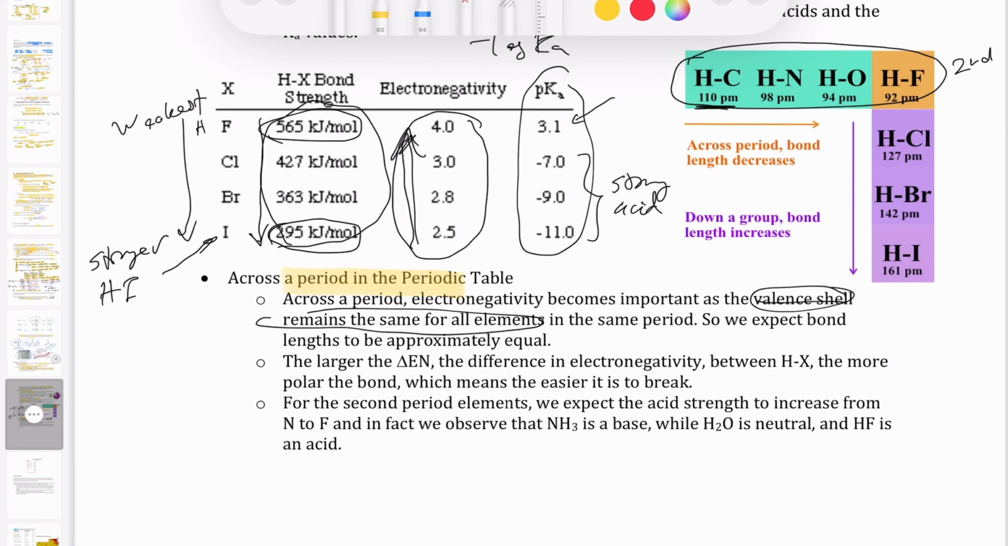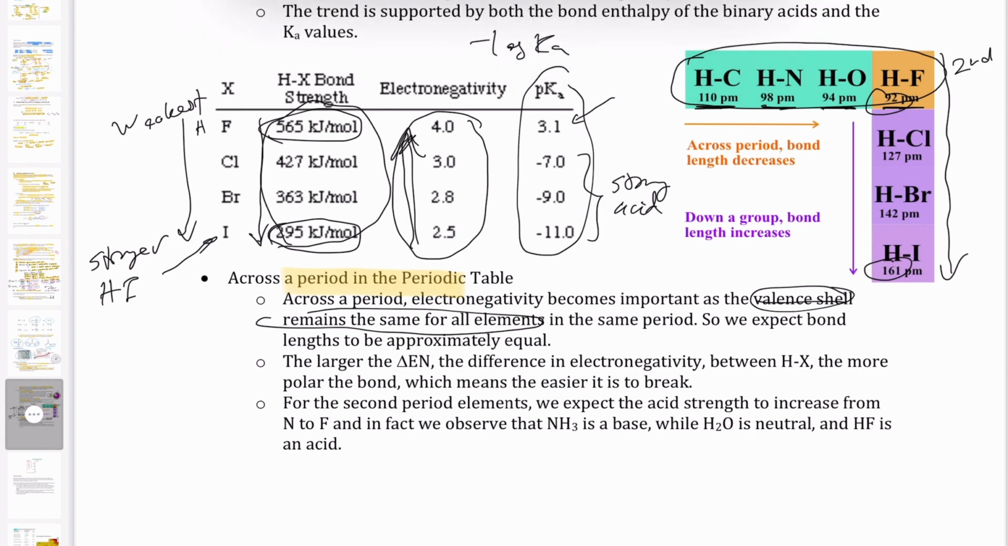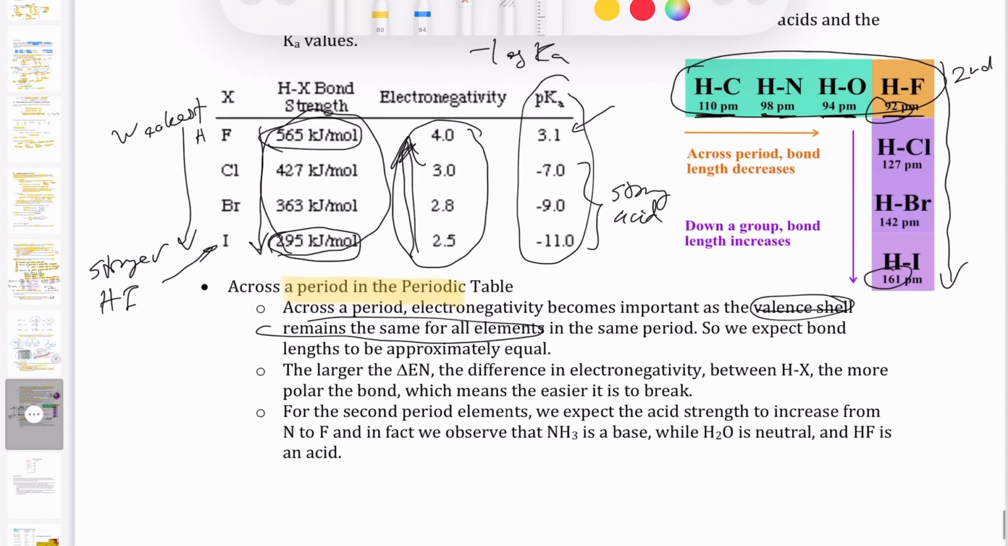So this here is the actual bond distance between H and each one of those X atoms. And there's a difference, but it's not a huge difference, okay? It's probably about 10 to 20% difference. Whereas when we go down that group, we go from 92 to 160, which is almost a doubling, right? So like I said, about 70% difference earlier. So much less difference when you go across a period.